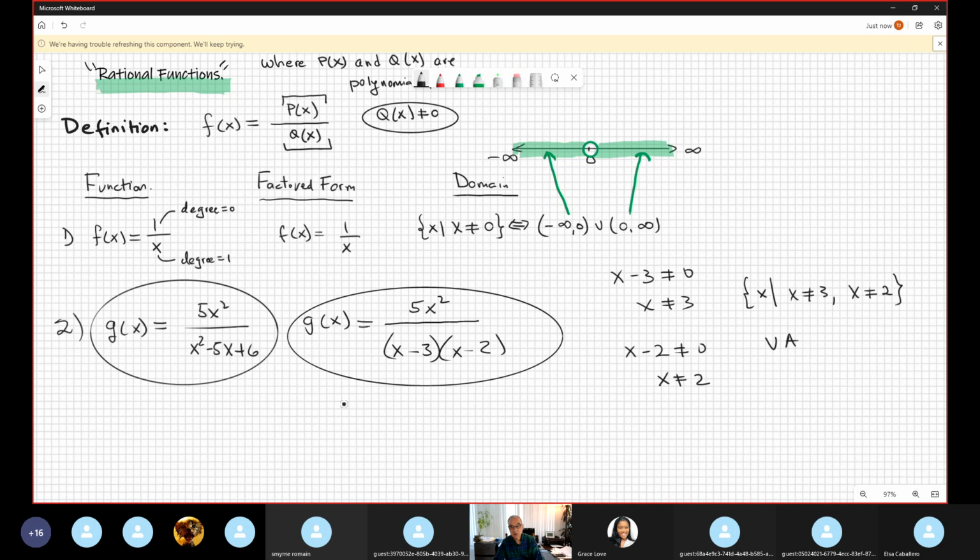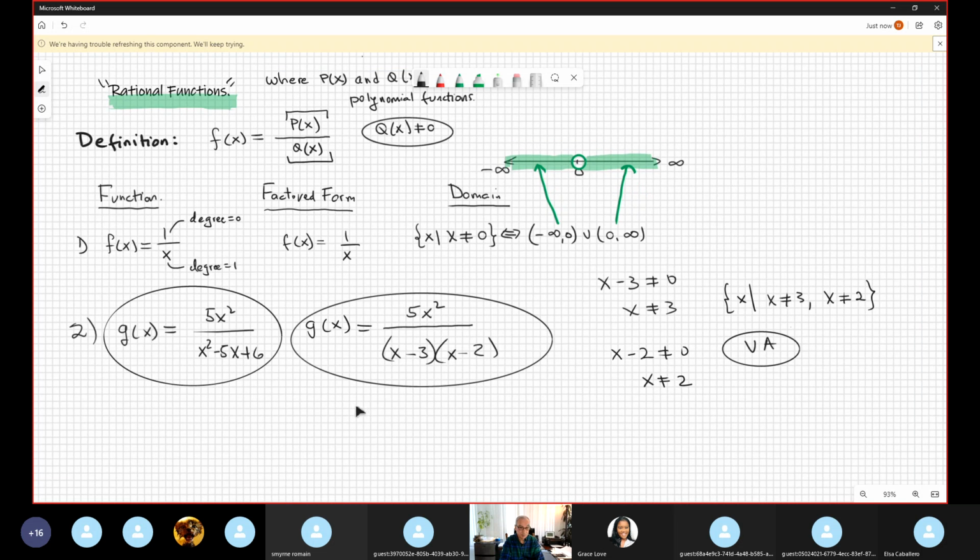I guarantee you that when you plug in 3, or no 3, because 3 is undefined, and 2 is undefined, but close to 3 or close to 2, the number is too big positive or too big negative. This is the idea behind vertical asymptote. Okay.